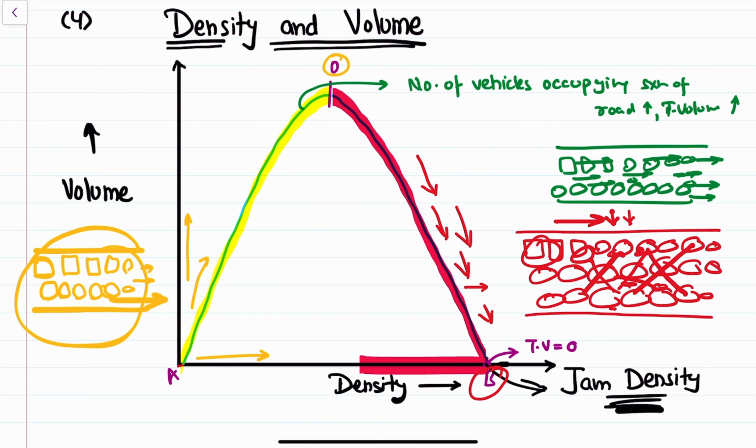Alright, now if we draw a tangent from here, let's say this is tangent AP. Okay, this is the tangent AP. So this tangent AP, the slope of this tangent.